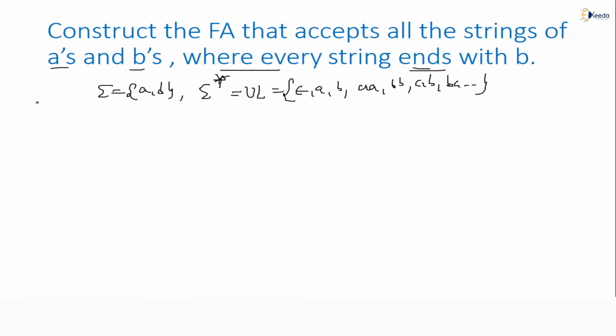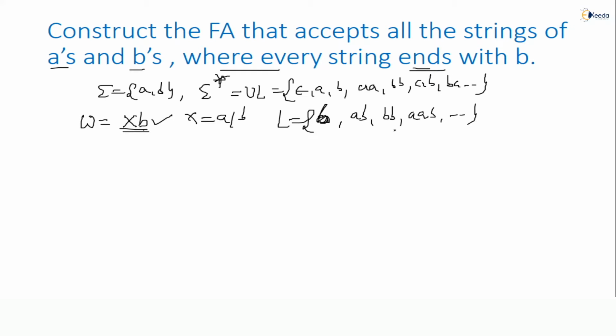We will get n number of strings. Now every string in the language, W, could start with anything, but it must end with B only. X could be either A or B, but it must end with B only. The language contains strings like B, AB, or BB, AAB; these are the strings available, right?